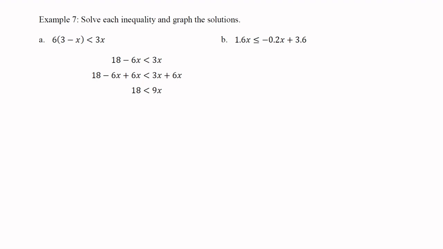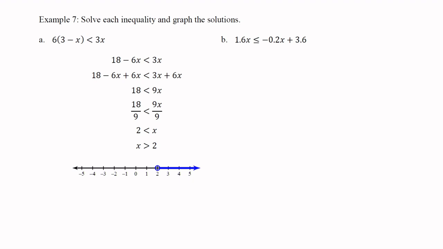That gives us 18 is less than 9x. And then we'll divide each side by 9 to give us 2 is less than x. That can also be written as x is greater than 2 when we flip the entire inequality. And that helps us in graphing it.